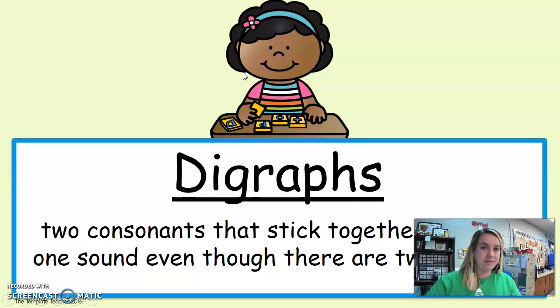We've been talking about digraphs though for a while. We know that a digraph is 2 consonants. We put them together and they make 1 sound. Remind me, how many taps does a digraph get? Just 1, because it makes 1 sound. Chin, when I tap that out, my ch is my digraph, but it only gets 1 tap.